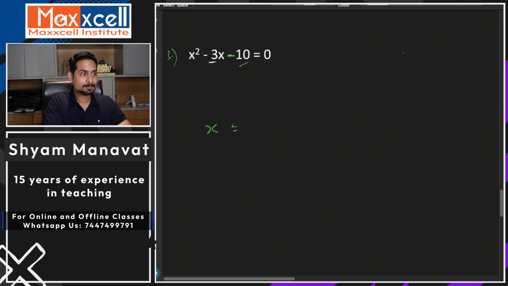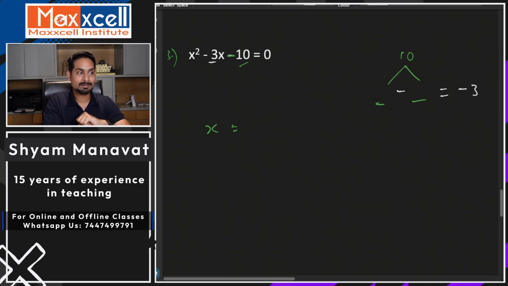We take the constant term and split it into two parts such that the subtraction between these numbers should get you the coefficient of x, which is minus 3 in this case. Why subtraction? Because the sign of the constant is negative, that's why subtraction. Tell me the two numbers whose subtraction could be minus 3.